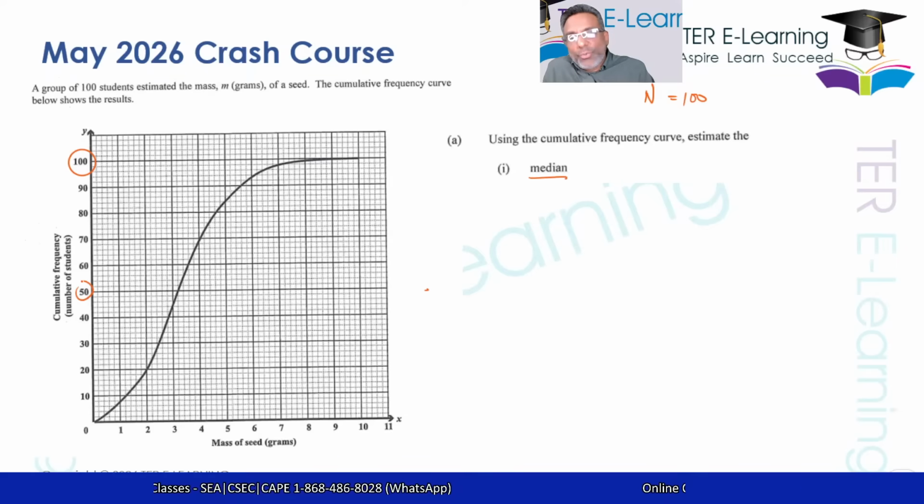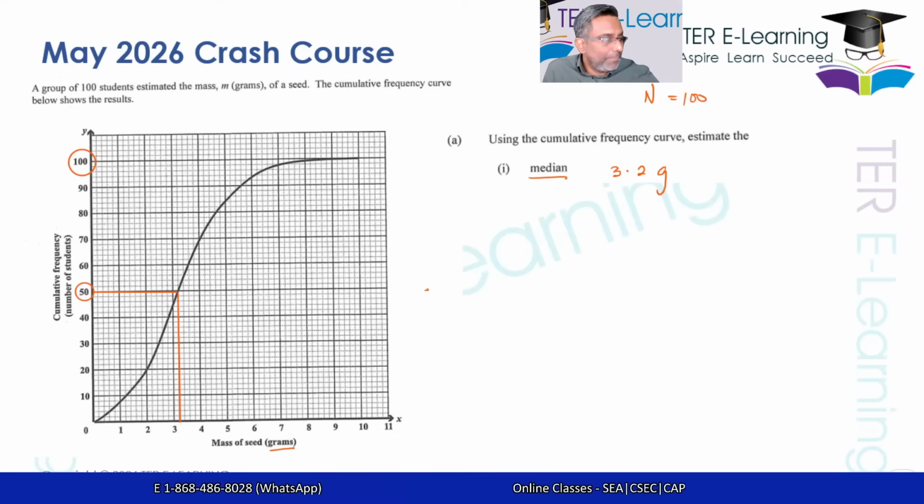So we're going to come here and read off where 50 is. 50 is not the median, by the way. Some students think it is. But you're going to come here and read this line going down. That is going to correspond to your median. In this case, that is actually 3.2. So this median here is 3.2 and our unit is going to be grams. So it's 3.2 grams.